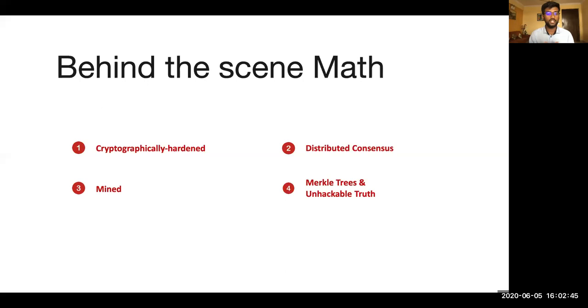So let's get into it. Cryptographically hardened means that every time you want to push a transaction into a block, and that entire block into the blockchain network, you use cryptography heavily. Not only that, cryptography starts even a step before, because when you are transacting between two entities, you are using a public-private key combo, and the other person is also using a public-private key combo. That's a typical use case of cryptography, right?